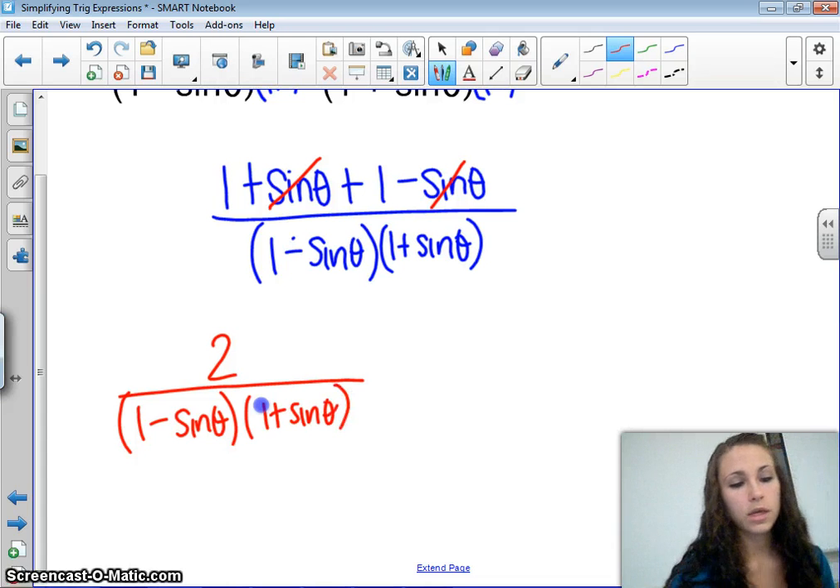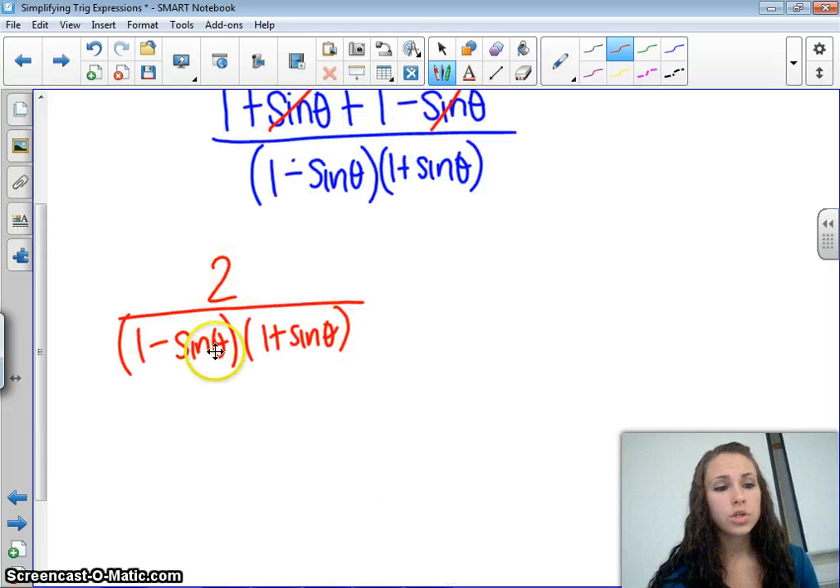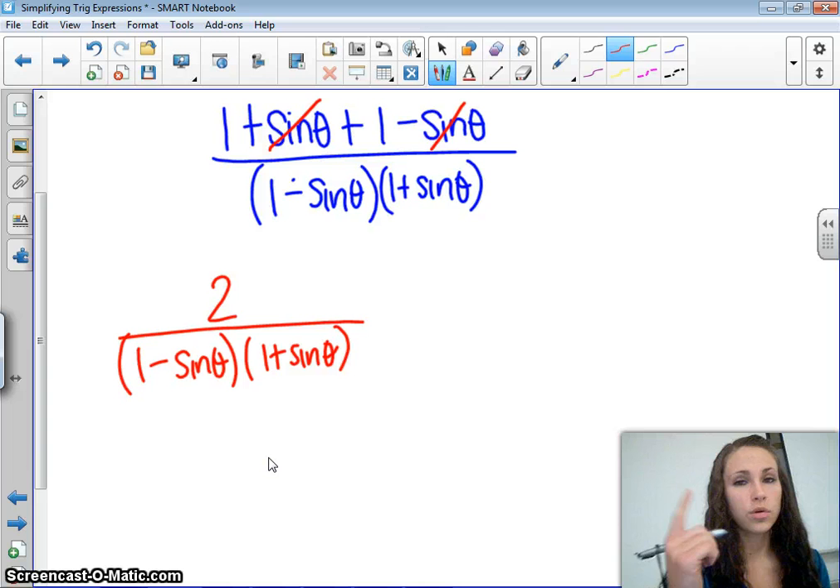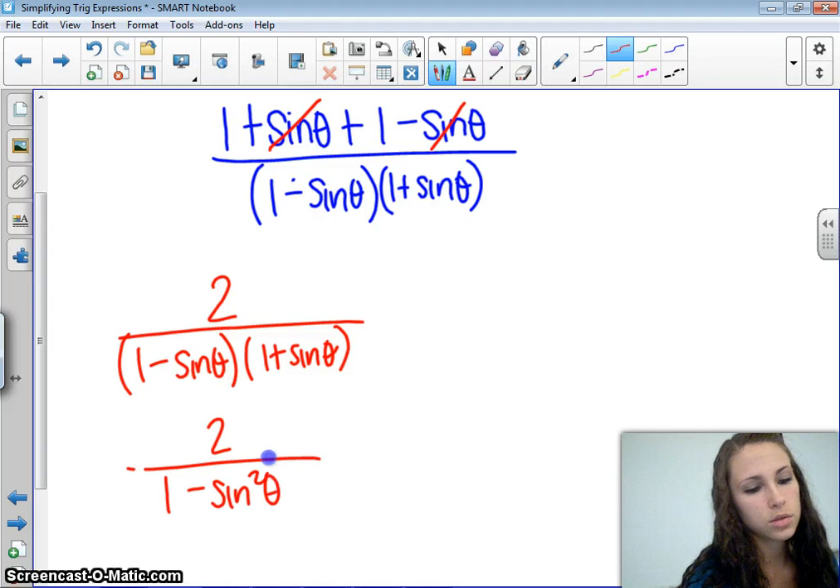Now, you're probably thinking, that looks kind of complicated, and it's got fractions, and I can't leave fractions, and I can't turn it into sines and cosines. And so what you're going to do is, again, notice that these two factors in the bottom are the exact same except for one's plus and one's minus. And so I'm going to go ahead and FOIL those out. And so that's just going to give me 2 over 1 minus sine squared.